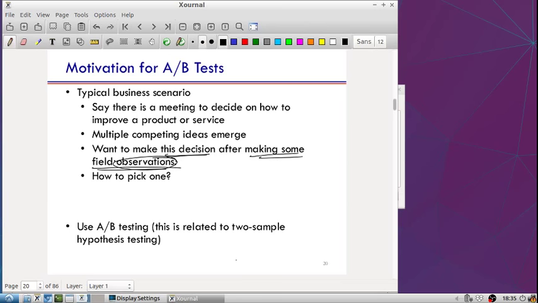So you'll make field observations, as in you'll see what the response of the users is to that product or service enhancement. But then how do you pick one of them, okay? This must make it clear to you that we're going to collect samples of two different treatments or two different settings, and then from those samples get an average performance of each enhancement and just compare those two. That should remind you of two-sample hypothesis testing, whether one is bigger than the other, or equal, or both things are equal, and so on.